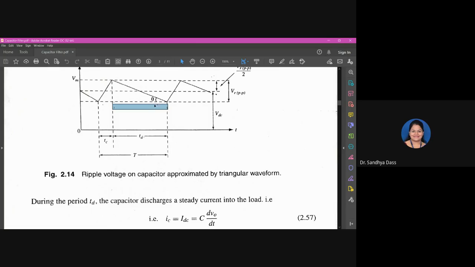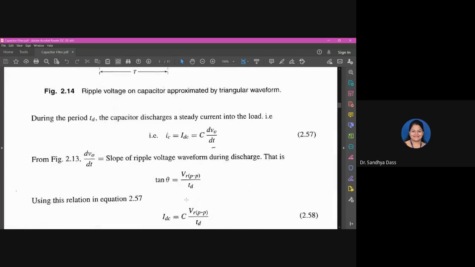Okay, so tan theta is nothing but the slope of the discharging. It can be written as VRPP by TD. Are you with me here?